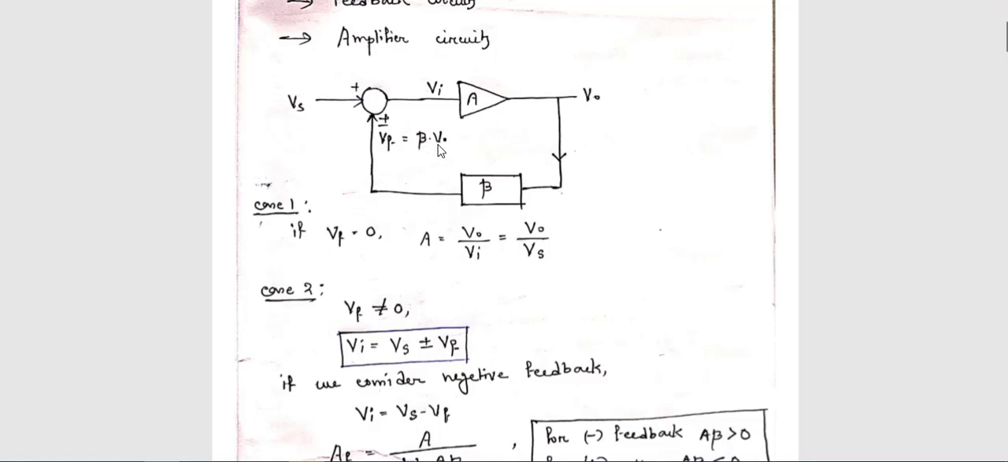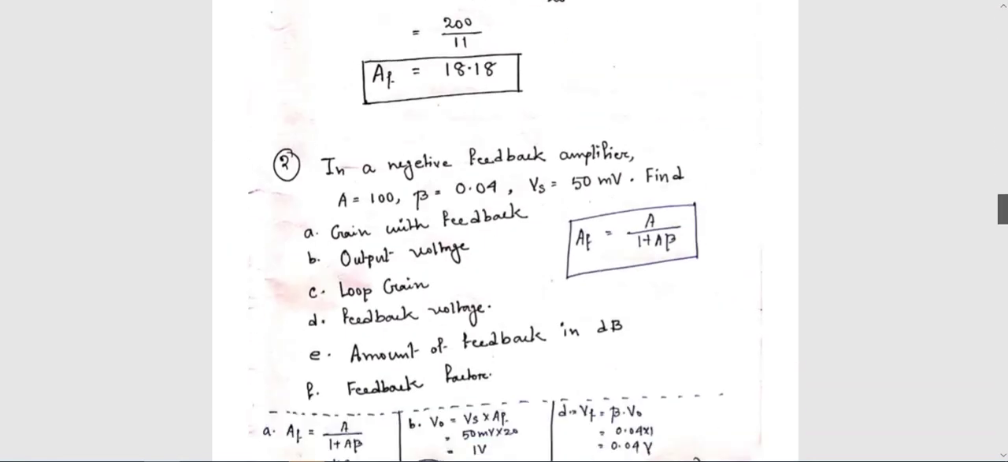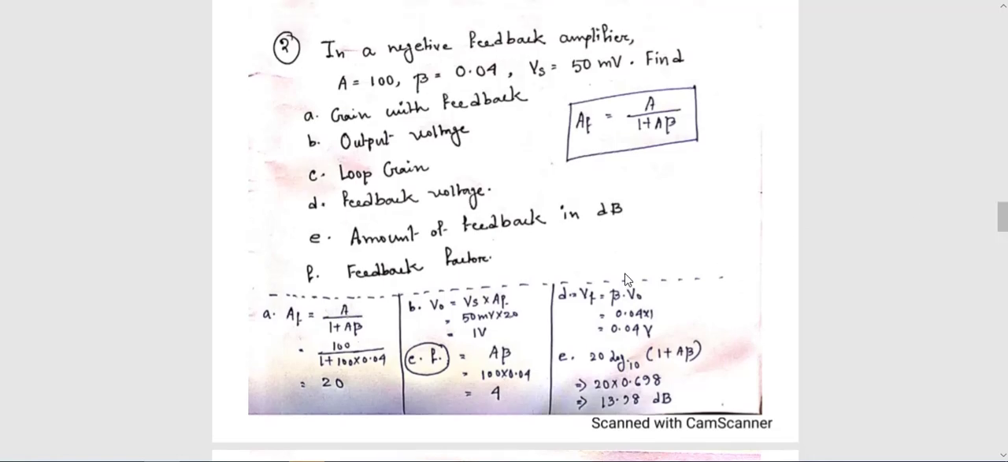What is Vf? Beta into V0. Already you know the V0 for this mathematical problem. What is V0? V0 is equal to 1 volt, you have calculated, and beta is given to you. So your result Vf is equal to 0.04 volt.